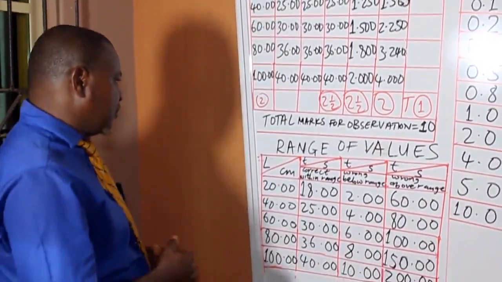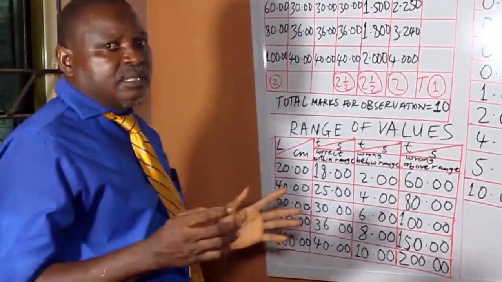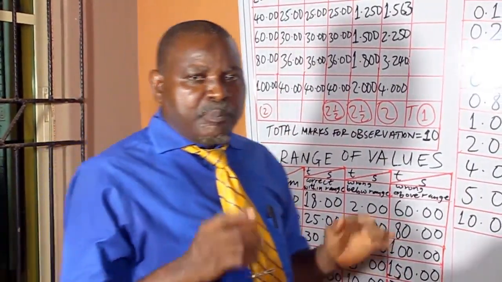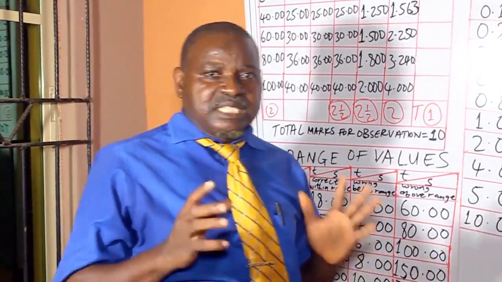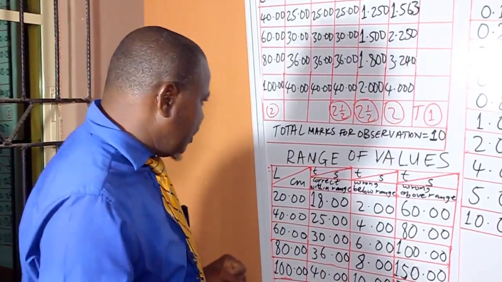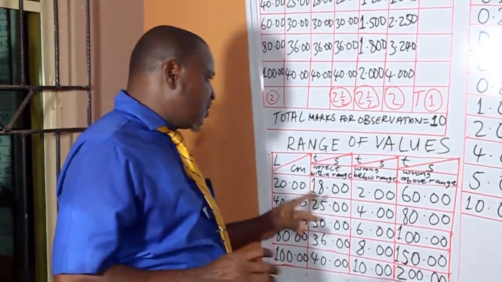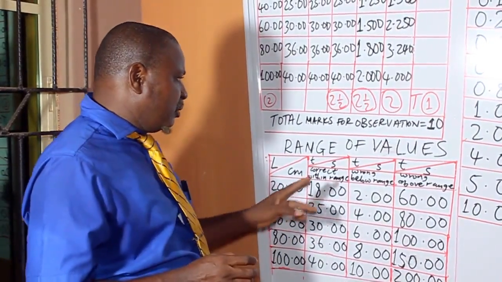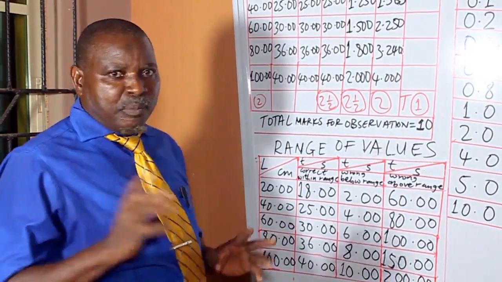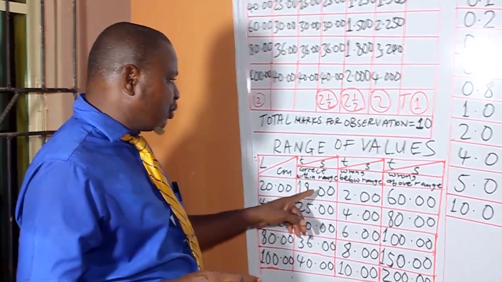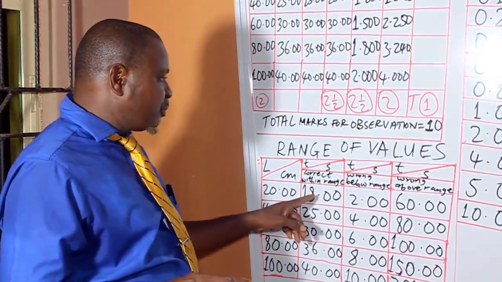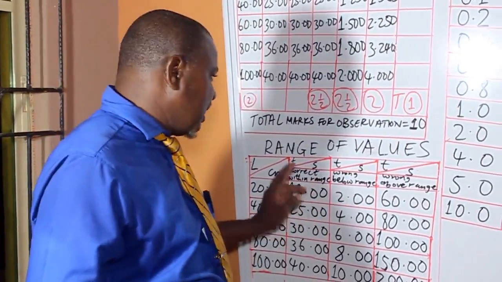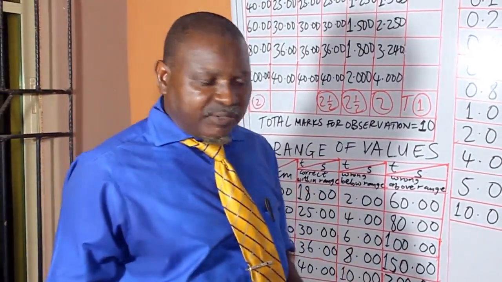Now, range of values. There are range of values for each length when you are performing practical to determine the acceleration due to gravity. For 20 is 18, but there is opportunity for error. You can add plus or minus 1. That is 18 minus 1 will be 17, 18 plus 1 will be 19. All the candidates that write 17, 18 and 19 will get their full marks.